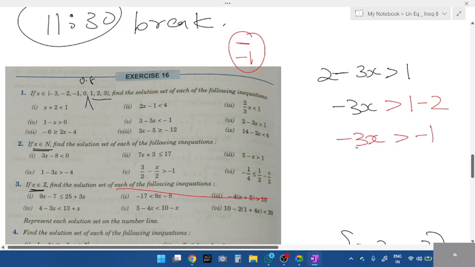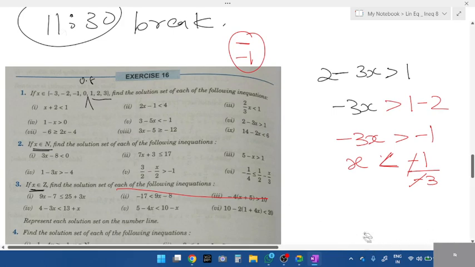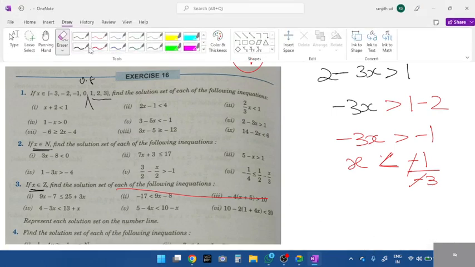Minus 1. Now if I want to shift this minus 3, divided, what happens to the sign? Greater than becomes less than. Minus 3x is greater than minus 1, so x is less than minus 1 divided by minus 3. Minus and minus gets cancelled. What is 1 divided by 3, students? Convert into fraction. Convert the fraction into decimal.